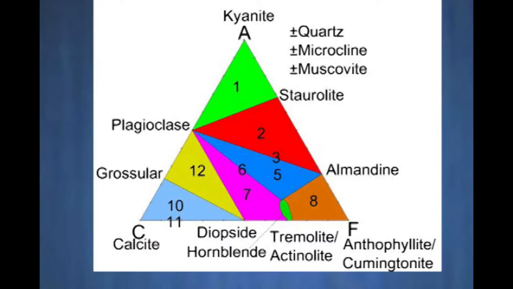The derivative types of basic rocks are amphibolites. Many of them are garnetiferous. The coexistence of plagioclase, anorthite 25 to anorthite 45, with epidote is commonly present in these rocks.